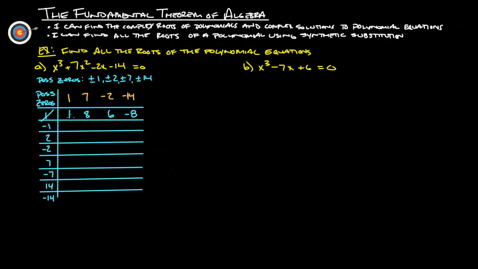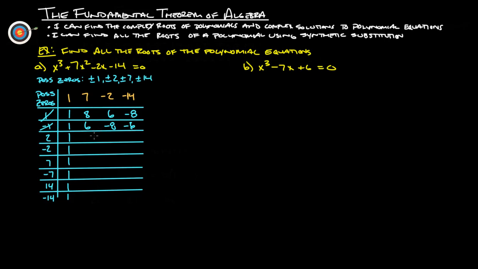Let's see, negative 1. All these 1s are just going to come straight down here, so we might as well just draw these all in here. Negative 1 times 1 is negative 1, plus 7 is 6. Negative 1 times 6 is negative 6, and negative 2 is negative 8. Negative 1 times negative 8 is positive 8 plus negative 14. Oh yeah, 8 minus 14 is negative 6, so that doesn't work.